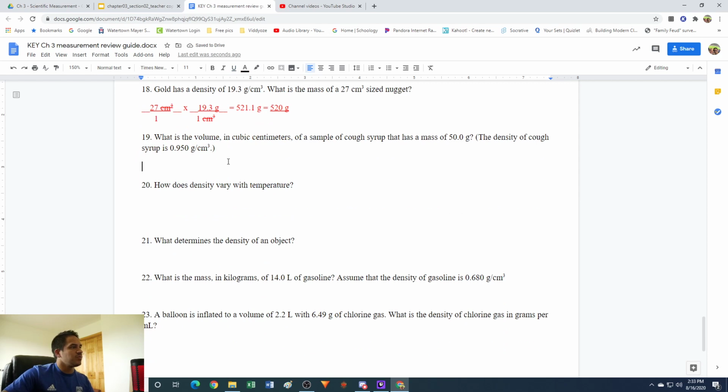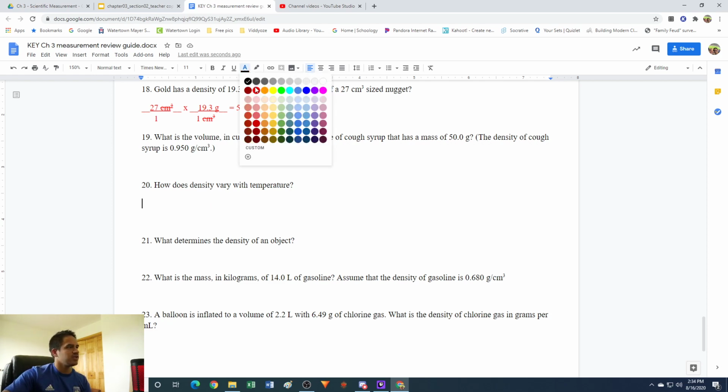All right. Number 19, what is the volume in cubic centimeters of a sample of cough syrup that has a mass of 50 grams? And they tell us the density of cough syrup is 0.950 grams per cubic centimeter. So this one basically is just like the number 18. We're starting with 50 grams. We're converting to cubic centimeters. There's the conversion factor. Pretty much follow number 18, do the same exact thing, just different numbers, okay? If you have a question on it, though, let me know. So let's keep on moving here so we can get done.